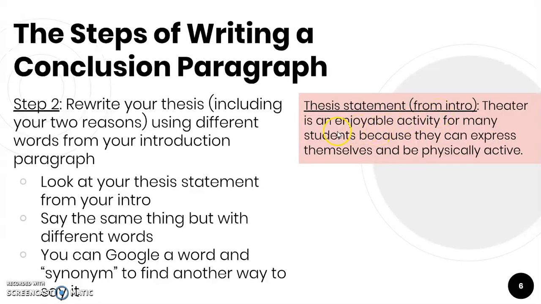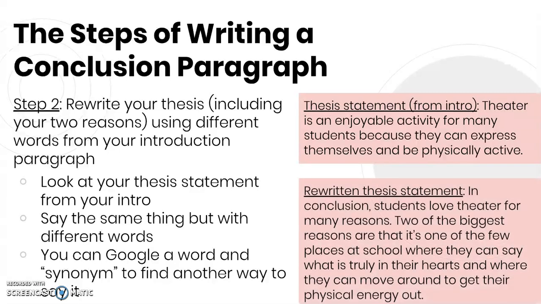So here's my original thesis statement from my introduction paragraph. Theater is an enjoyable activity for many students because they can express themselves and be physically active. And then here is my rewritten version of that for my conclusion. In conclusion, students love theater for many reasons. Two of the biggest reasons are that it's one of the few places at school where they can say what is truly in their hearts and where they can move around to get their physical energy out. See how these two are basically saying the same thing but with different words?